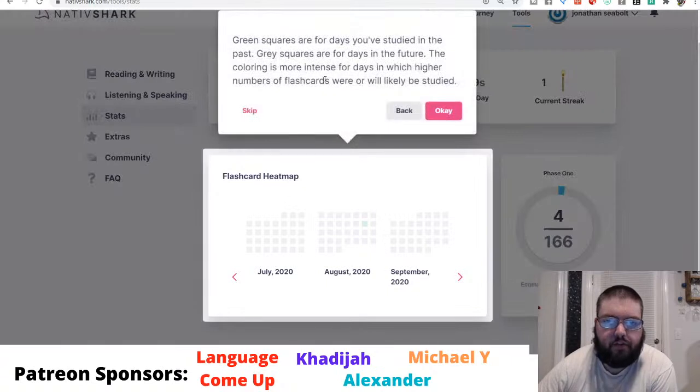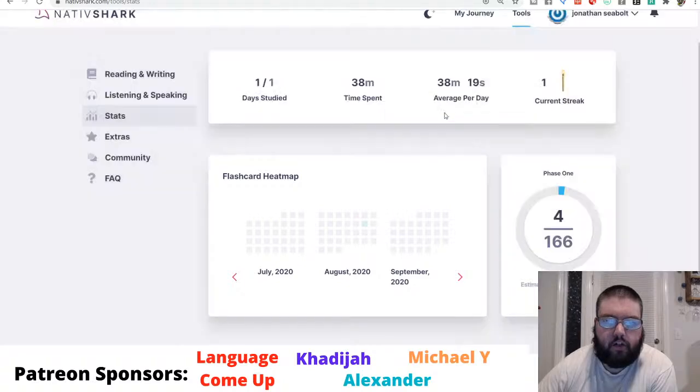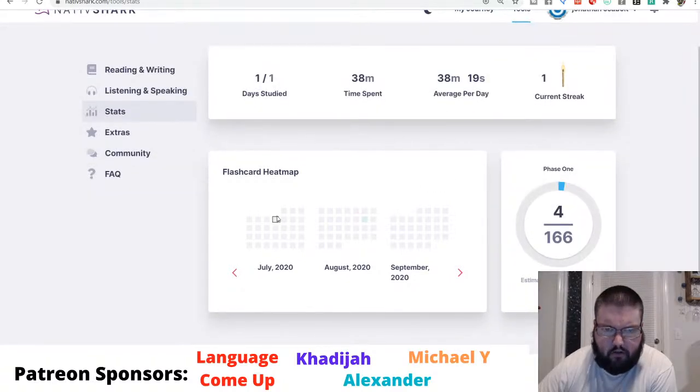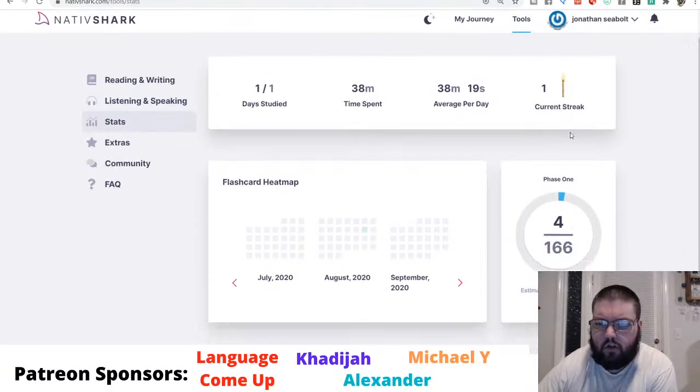Green squares for days you've studied in the past. Gray squares are for days in the future. The coloring is more intense for days in which higher numbers of flashcards were or will likely be studied. Okay, there's nothing really there yet, but I just started, so not really a thing.